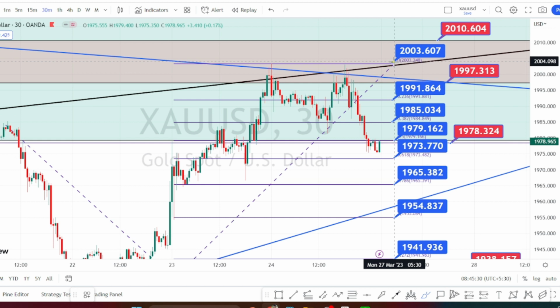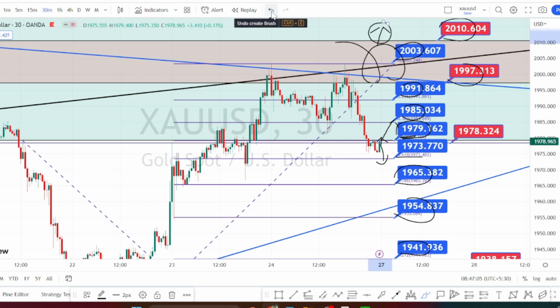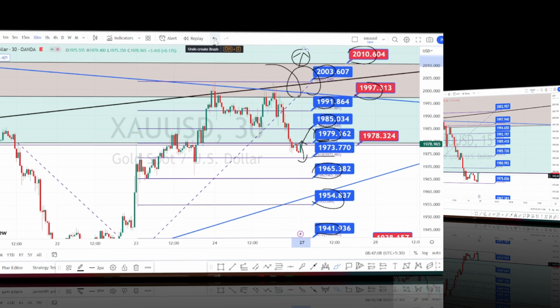So the values within these blue color boxes are the resistance and support levels for current price action in 30 minutes time frame. Currently the price action is trading between the resistance level of 1979 and support level of 1973. Once the price action breaks the support level of 1973, the next level of support is going to be around 1965, 1954 and 1941. And on the bullish side, if the price action breaches this resistance level of 1979, we can expect the next level of resistance to be around 1985, 1991 and 2003.